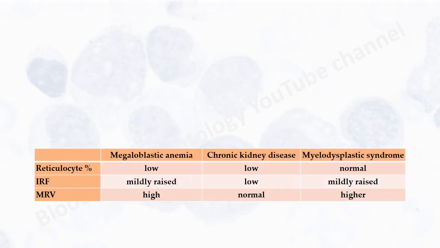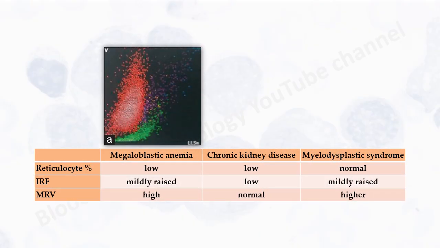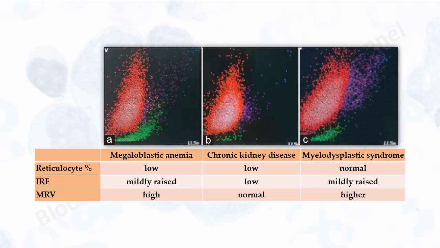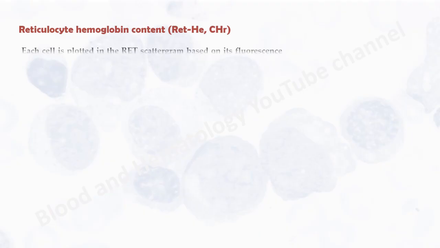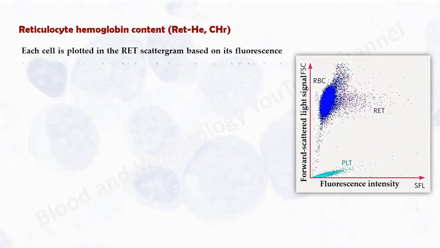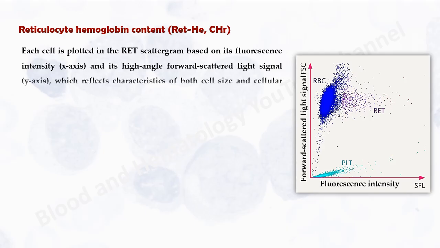Comparison of reticulocyte indexes in megaloblastic anemia, chronic kidney disease and myelodysplastic syndrome cases. Each cell is plotted in the reticulocyte scattergram based on its fluorescence intensity, x-axis, and its high-angle forward scattered light signal, y-axis, which reflects characteristics of both cell size and cellular content.